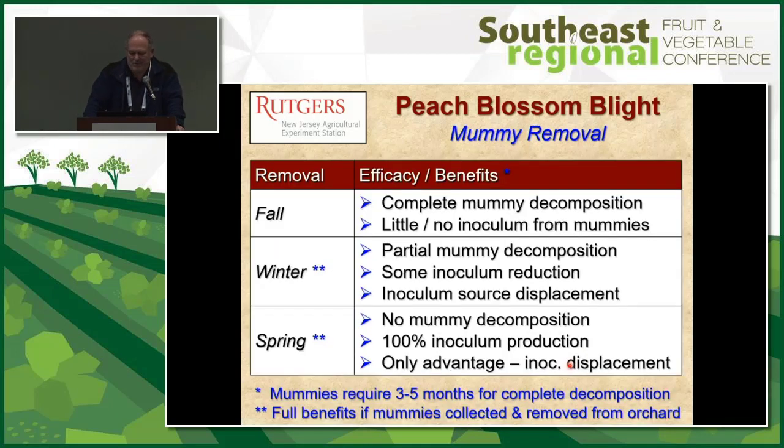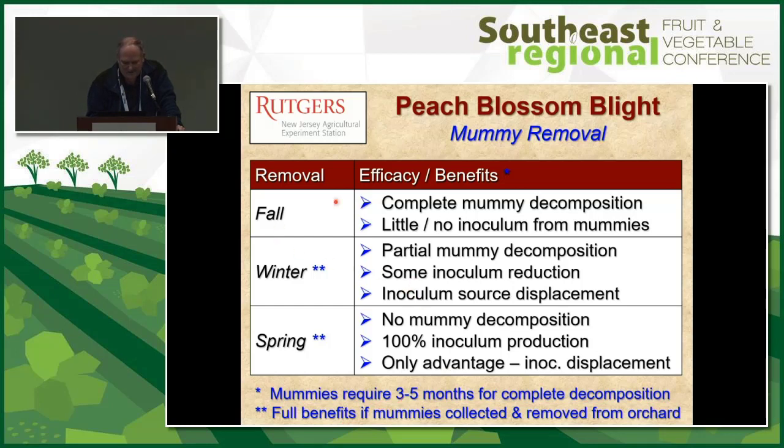Okay, mummy removal. Let's look at the efficacy and benefits based on when we do that particular activity. Down here, notice on the bottom, I've got this footnote. Mummies require 3 to 5 months for complete decomposition. Now, obviously, that's going to vary with your conditions, right? Down here, they may only require 2 to 4 months. Okay, this is for the Mid-Atlantic.